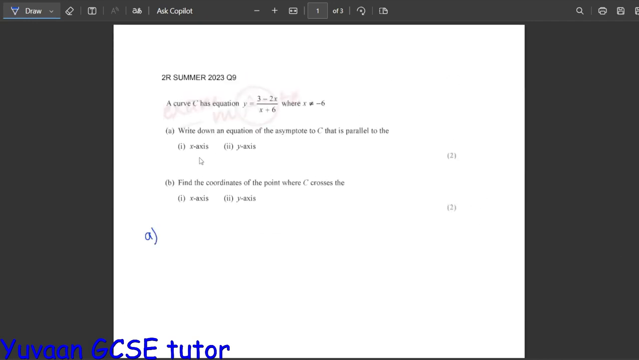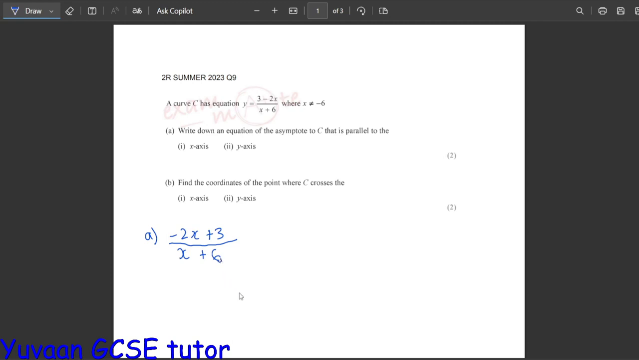So part A, guys, what we have to do is find out the equations of the asymptotes, the ones parallel to the x and y axis, or horizontal and vertical. So guys, what I'm just going to do now is rewrite the equation of curve C so that the x's are at the front.